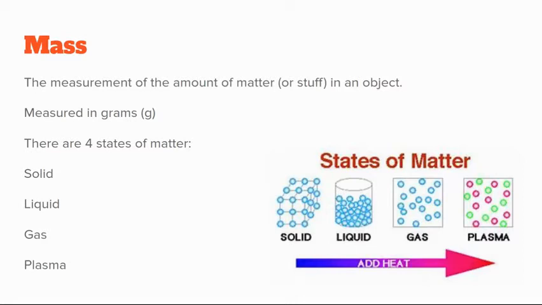We tend to measure mass in grams, and there are 4 different states of matter. We have solids, liquids, gases, and plasma. Plasma is one of the states of matter we're not going to focus a lot on this year, but if you think about lightning, that is an example of plasma. It's more of the flow of energy and electrons. We can talk more about that in the classroom if you would like, but at the moment, just know that it's there.